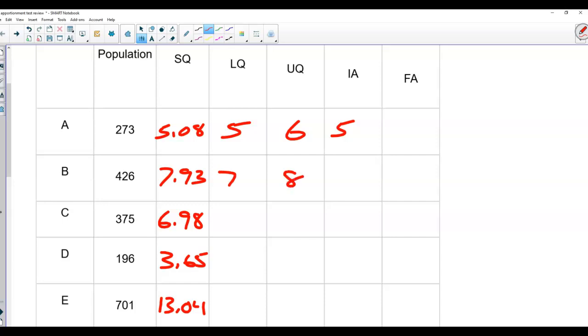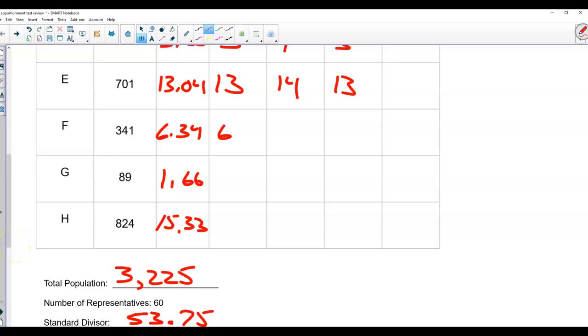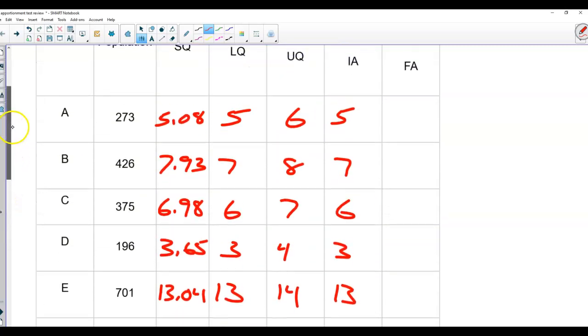This is 7, 8, 7. Lower quota here is 6, 7, initial apportionment 6. 3, 4, 3. 13, 14, 13. 6, 7, 6. 1, 2, 1. 15, 16, 15.